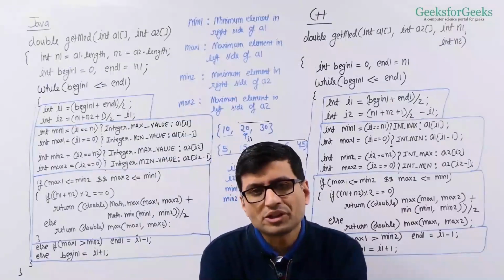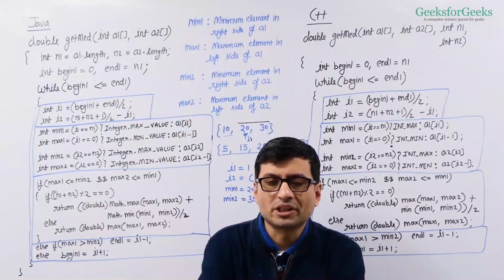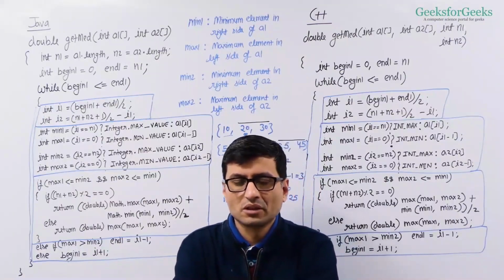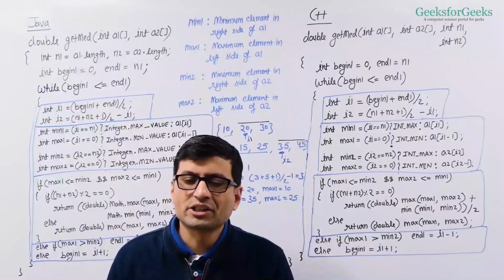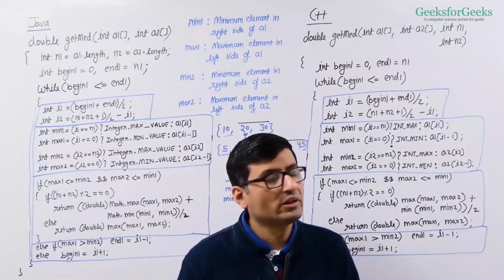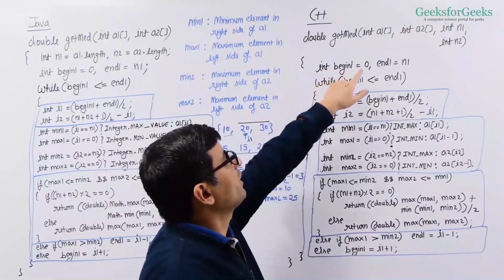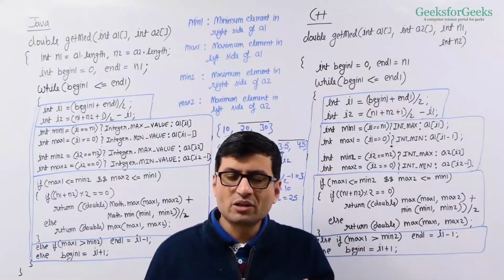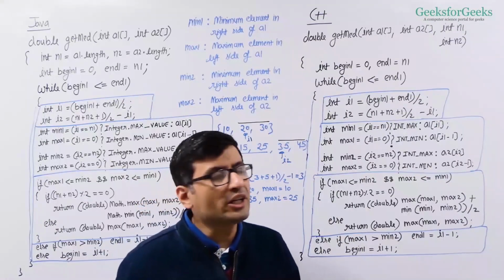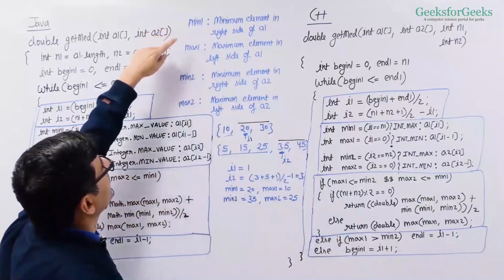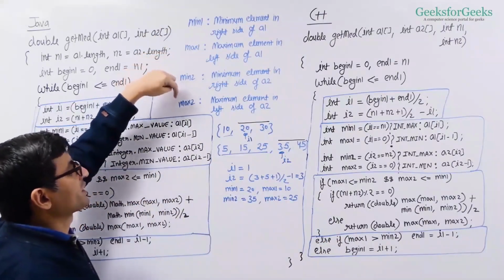Let us now talk about C++ and Java implementations of this efficient approach. In this implementation, we are doing binary search over the array A1. So we have begin1 and end1 as the current begin and end indexes of the array A1. And then we are maintaining four extra variables: min1, max1, min2, and max2.